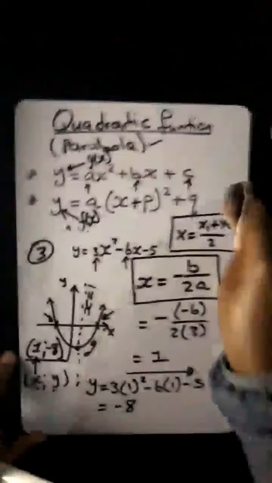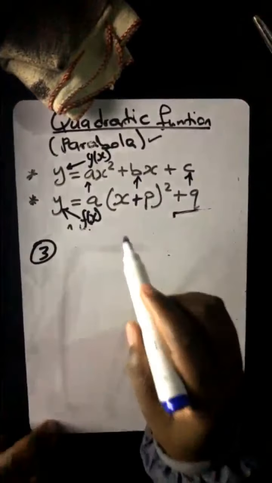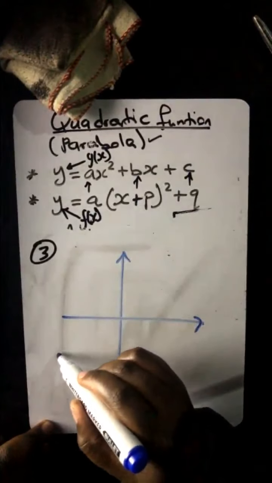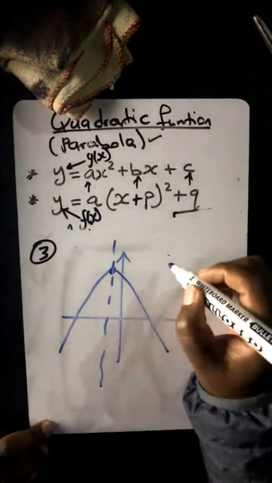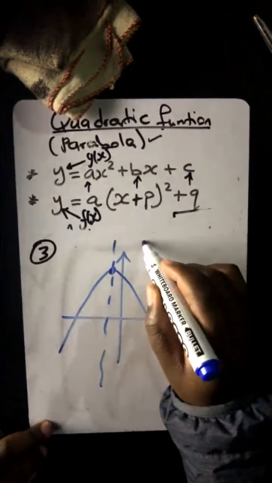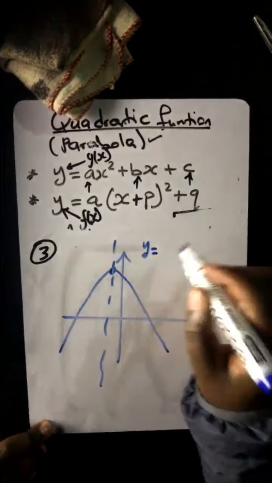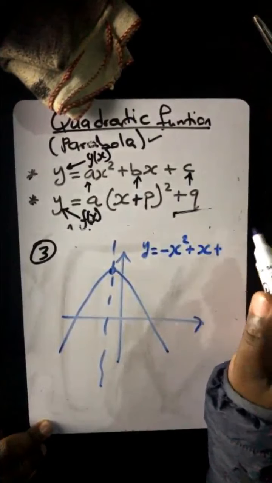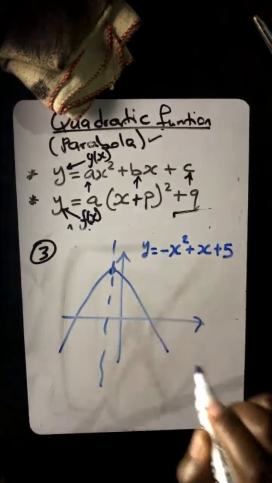Let me give the last example. After this example, we move on to the next part of our notes. So let's see. Let's say we've got a Cartesian plane over there. Then we've got something similar to that. Obviously, this is going to be the turning point. And let's say this is the graph of y. Obviously, a has to be negative. Let's say it's negative x squared plus x, let's say plus 5. This is just an example, guys.